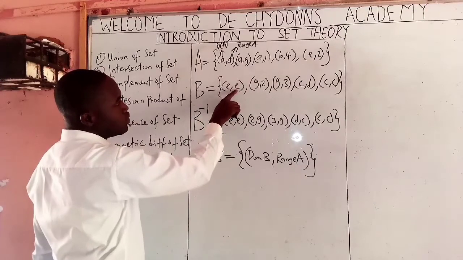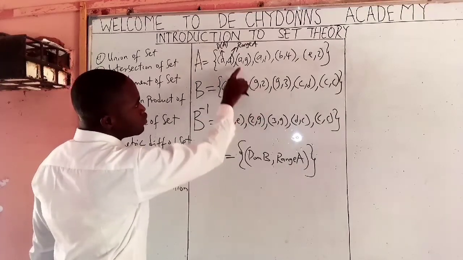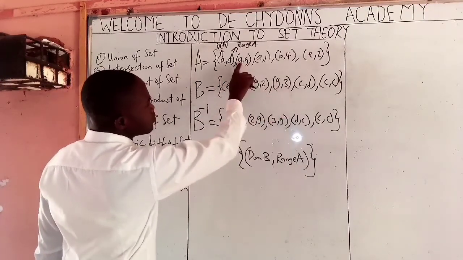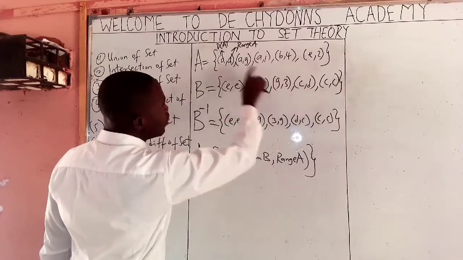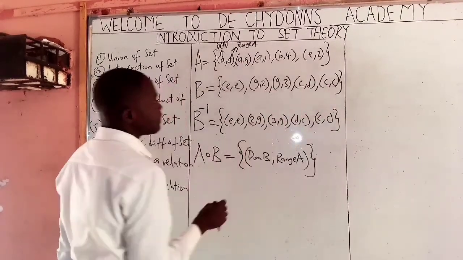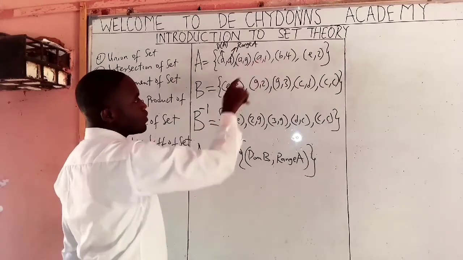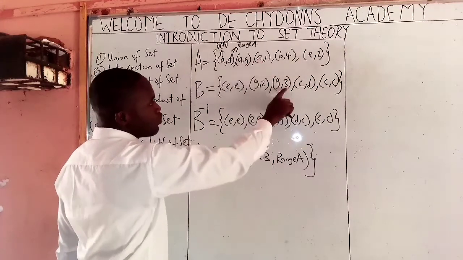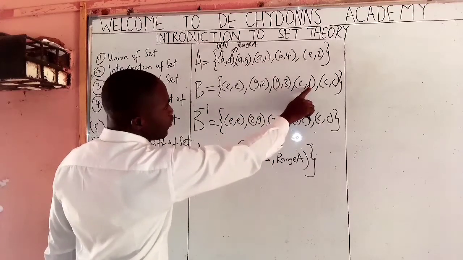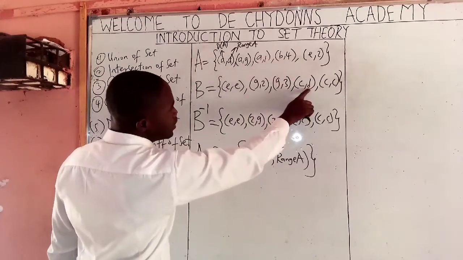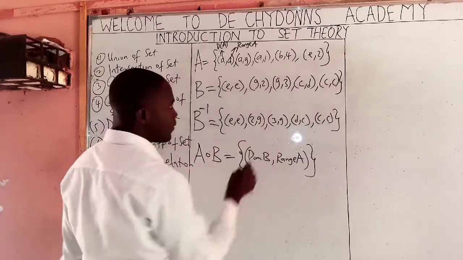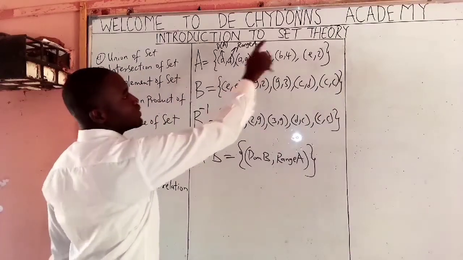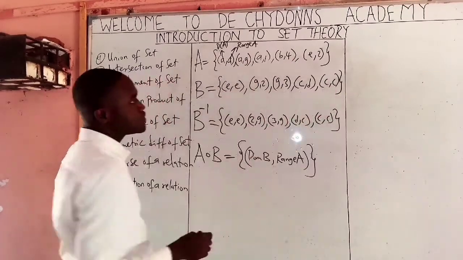A, is it equal to E? No. Is it equal to 2? No. Is it equal to 3? No. Is it equal to D? No. Is it equal to C? No. Still A, is it equal to 4? No. Is it equal to D? No. Is it equal to C? No. That is the first coordinates and the second coordinates of the second set.